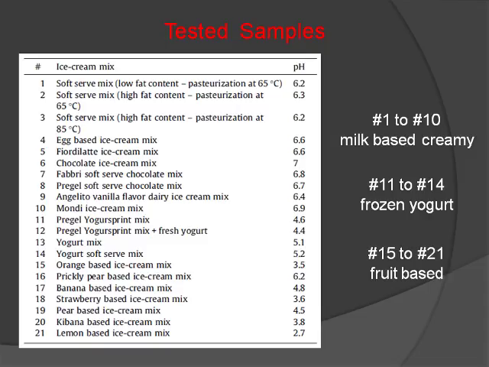Those from 1 to 14 are milk-based. Creamy ones from 1 to 10 and frozen yogurt mixes from 11 to 14, while those from 15 to 21 are fruit-based. The discrimination of milk-based mixes, creamy mixes and frozen yogurts can be reliably achieved by pH measure since frozen yogurt mixes feature a significantly lower pH value.